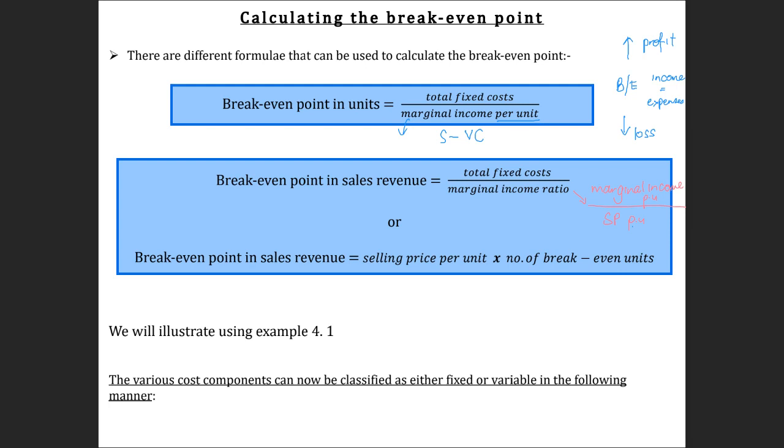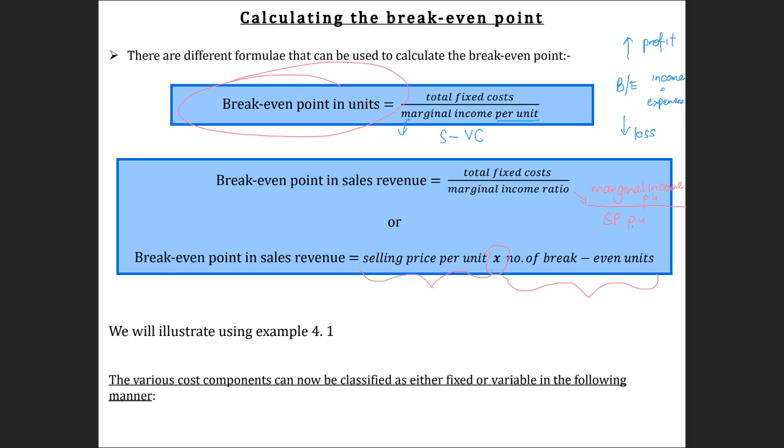And then the alternate formula is whatever answer you got from the first question, this break even point in units, you'll take that, here it is here, and you will multiply it by the selling price per unit. So you'd first have to work out the number of units for your break even point, and then take that and multiply it by your selling price per unit. So either one can be used.